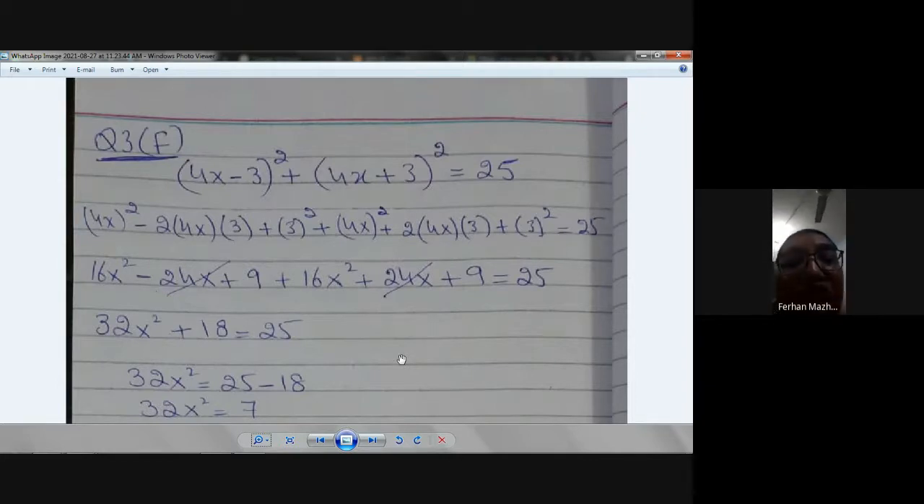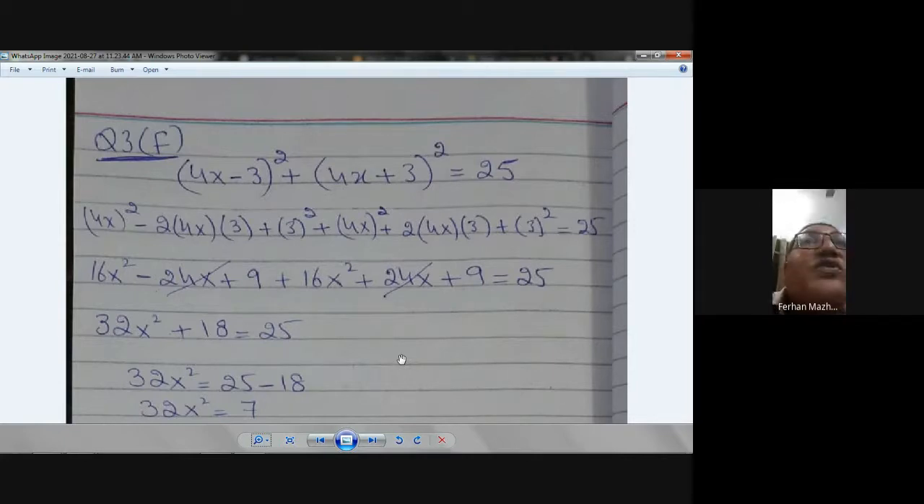So I will open those whole squares with the help of the identity. The first whole square I can open as square of the first term minus 2 into first term into second term plus square of the second term. Now I will open the second bracket. It will be square of the first term plus 2 into first term into second term plus square of the second term, equals 25.